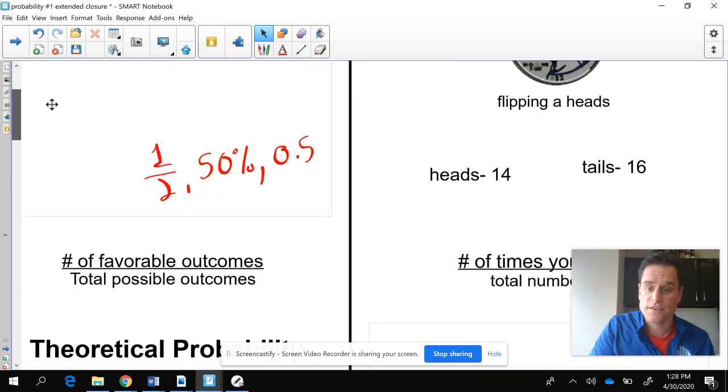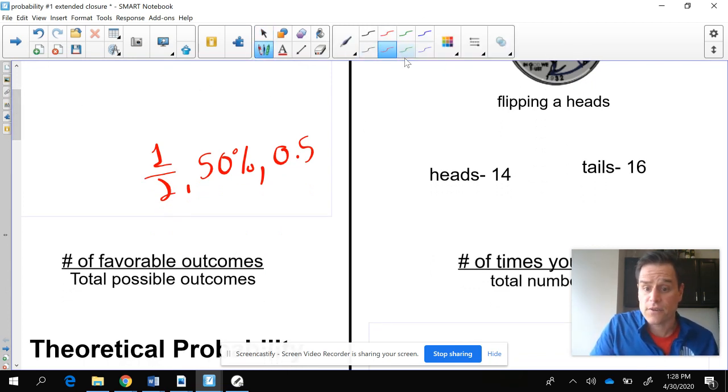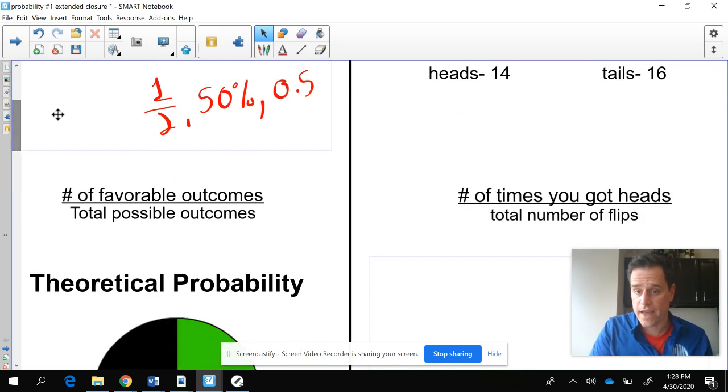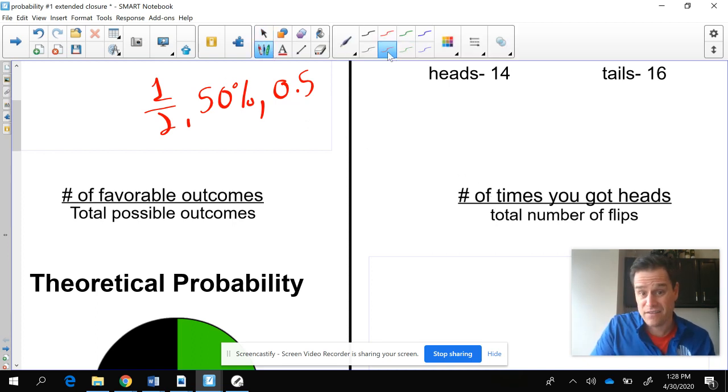You say, well, that's crazy. It always is going to be 50%. And the answer is no, it's not. Let's see if we take a look here. Let's say we have heads, which is going to be 14, and tails, which is 16. And my question for you would be, what is the experimental probability of that? That's not 50%. It is the number of times you got heads, so the number of times that the event that you wanted occurred, and then the bottom is the one that changes. It's the total number of flips, or the total number of times you did the experiment.